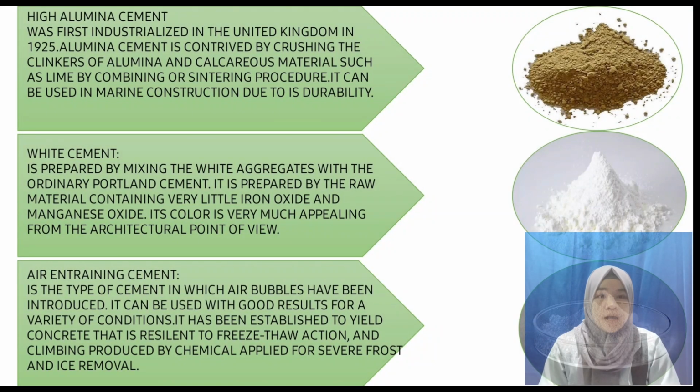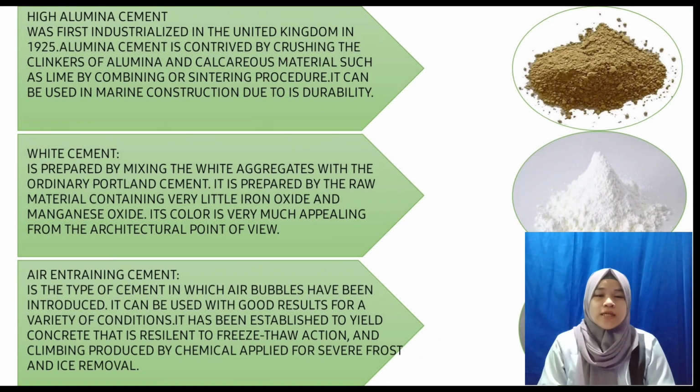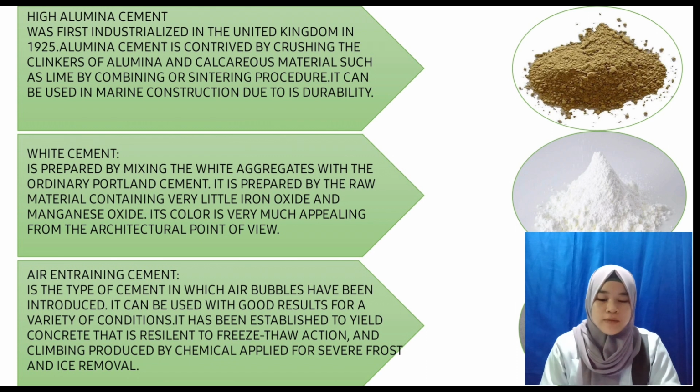So there are other types of cement. First is high alumina cement, white cement, air-entrained cement, hydraulic cement, and hydrographic cement. So first is high alumina cement. High alumina cement was first industrialized in the United Kingdom in 1925. Alumina cement is produced by crushing the clinkers of alumina and calcareous materials by combining or sintering procedure. It can be used in marine construction due to its durability.